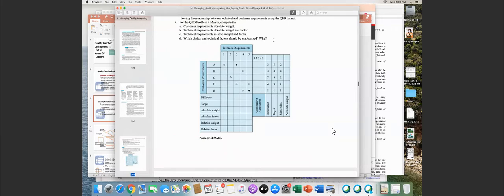Even when they are doing SPC, statistical process control, even if they are doing QFD, they always forget the last question. Because why? Okay, after you get this, what? You must answer that question. Okay, so which design and technical factor should be emphasized? 1, 2, 3, 4, or 5? Which should be emphasized?